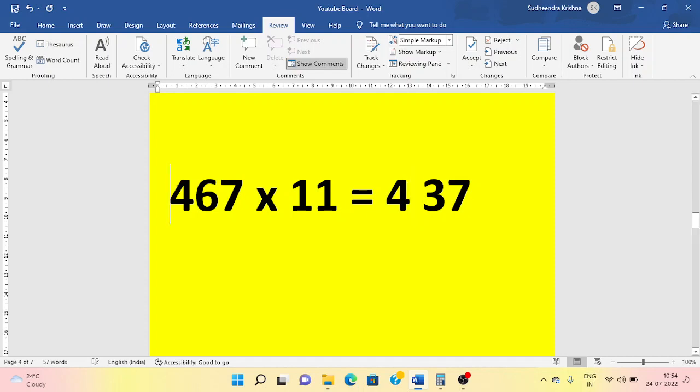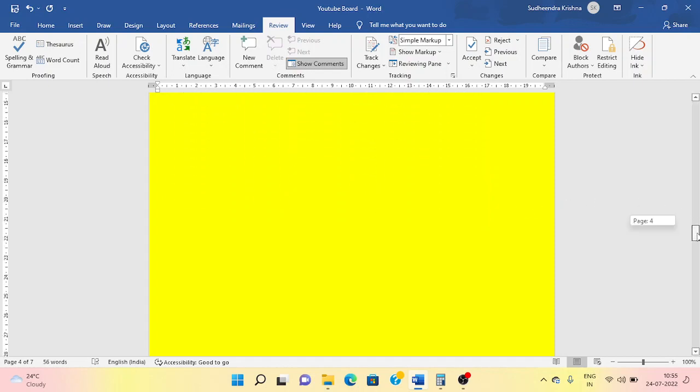Now you add the first 2 digits, that is 4 and 6. 4 plus 6 is 10. 10 plus 1 carry will give you 11. But 11 is a 2-digit number. I cannot take a 2-digit number. So out of 11 I will put 1 and I will carry over 1 to the left number. So on the left side of 1 I already have 4. So 4 plus 1 carry over will give you 5. So this is the required answer. So 467 into 11 is equal to 5137. It's as simple as this.